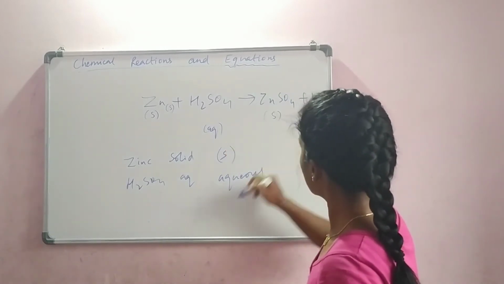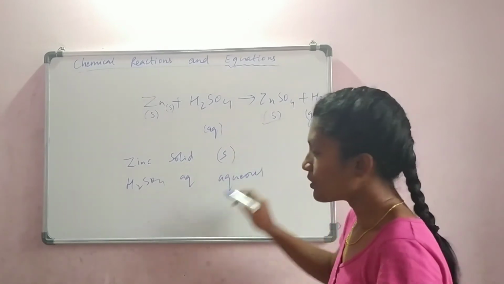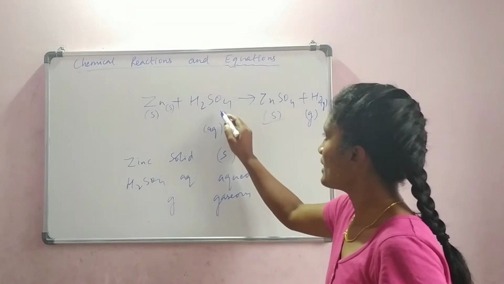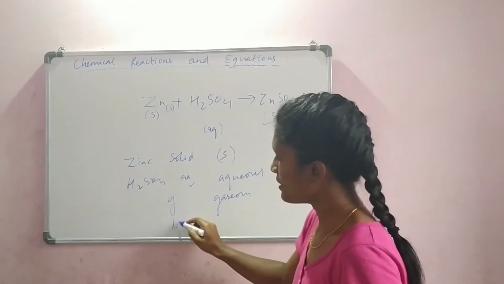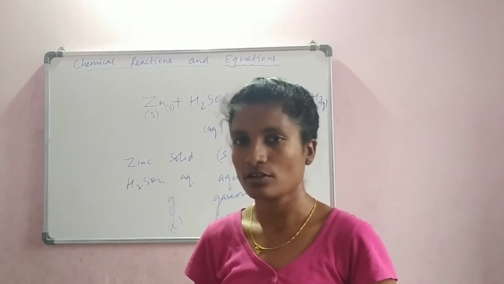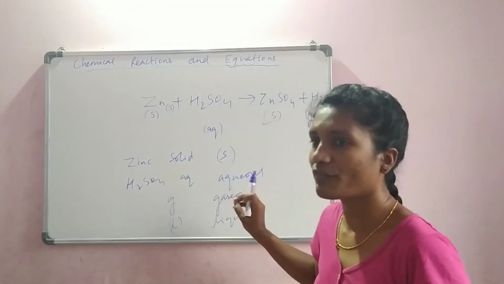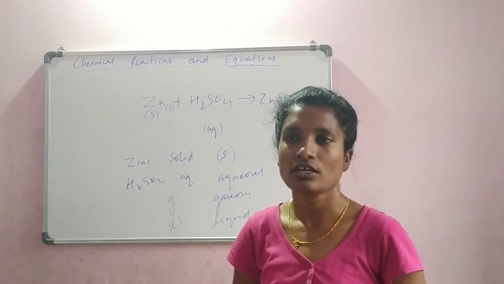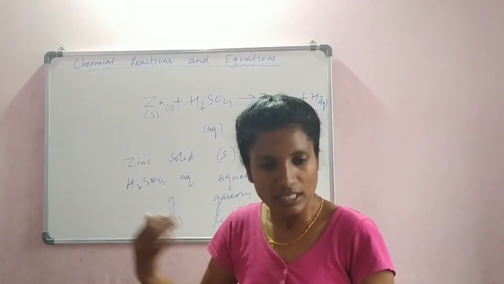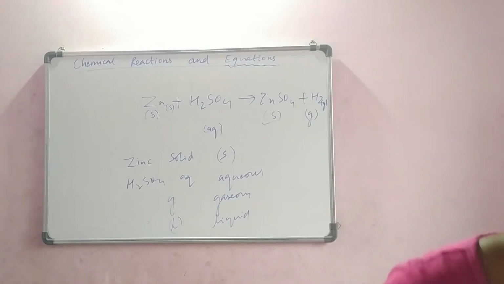Okay, then S is again solid. What is G? G is gaseous state. Then if you had a symbol like L, it means liquid; they are naturally in liquid state. Okay, so these are some of the hints given to us to tell us what state of matter they belong to. Like that, we have some more information. We will see that.